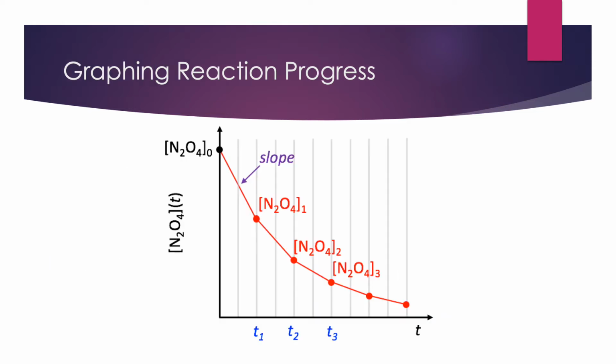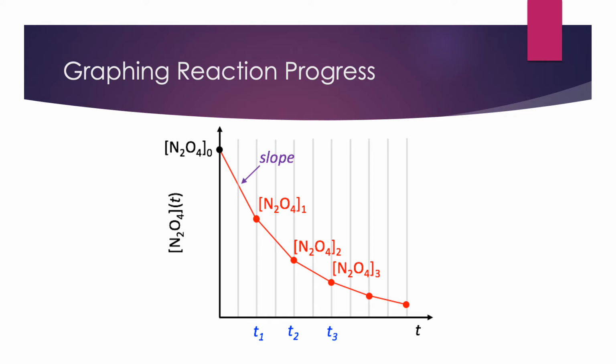So let's take a look at a graph of what that equation means. What we're drawing here is basically a picture of those equations that we were just discussing. On the upper left part of the plot shown here is the initial concentration of N2O4. It's drawn here as a black dot.